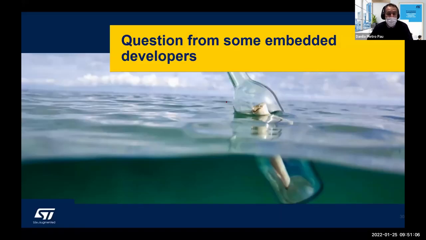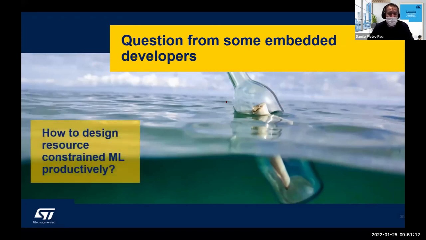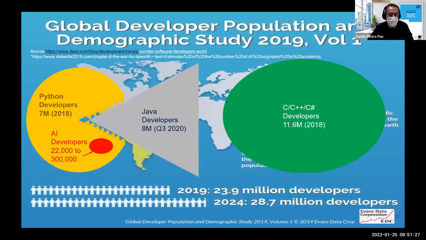Now, look at all of this from the perspective of an embedded developer. And this is exactly what some embedded developers told me. How can I design resource-constrained machine learning productively? Not deploy, design, because deployment is fixed, but the design is still a source of the gap.